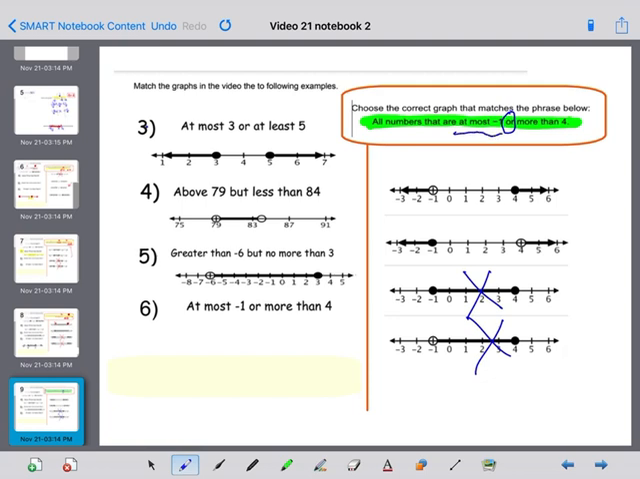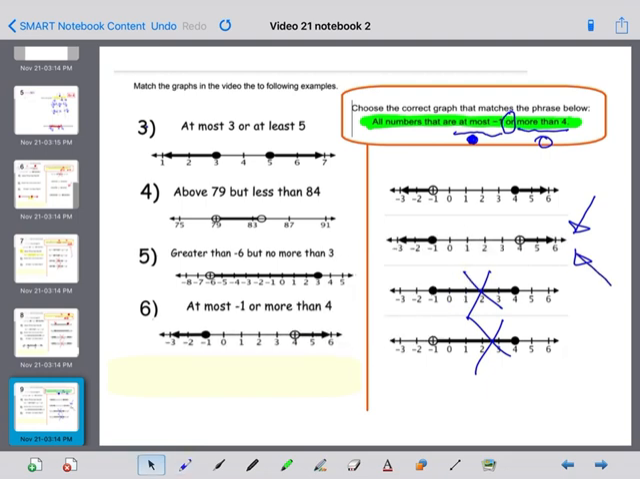At most -1 means that -1 is okay, so we'll include -1. More than 4 means 4 will not be included. So we're looking for a closed circle at -1, open circle at 4, and here it is. So let's move that one over here, and you draw in your own number line.